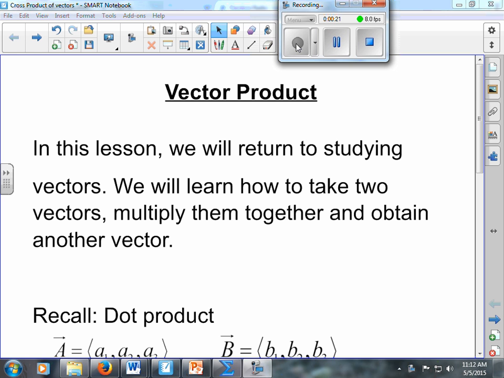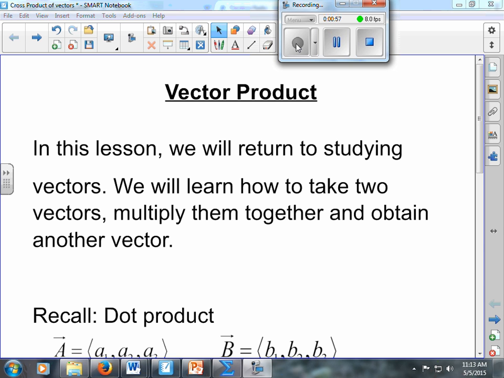Remember, a vector is a quantity that has both magnitude and direction. And the way we're going to study vectors, we're going to use them in their component forms in this lesson. One of the things that we've done in the past is that we took two vectors and multiplied them together, and we did that with what was called a dot product or a scalar product. Today, we're going to take two vectors and multiply them together in a different way, and the answer is going to be another vector.